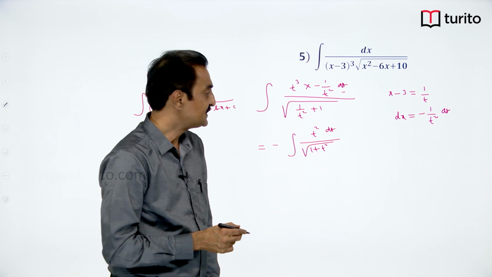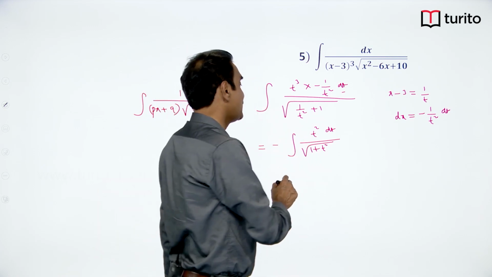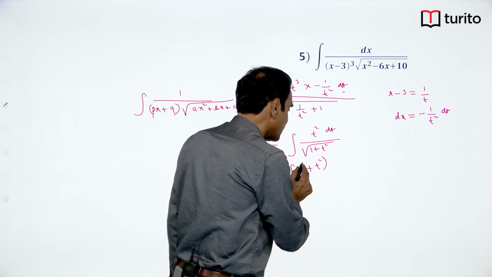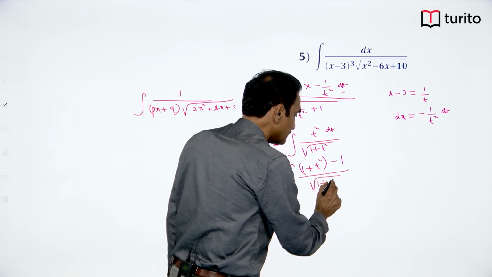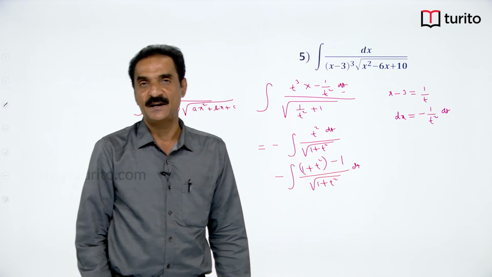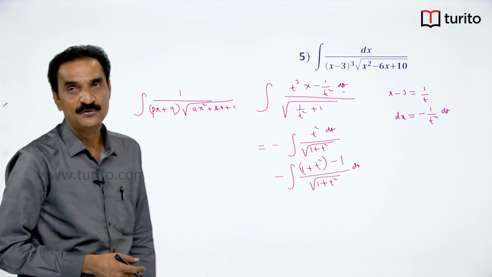What is the next step? Adding 1 and subtracting 1 in numerator: 1 plus t square minus 1 by root 1 plus t square. Now separate the denominator and integrate, both are standard integrals. Okay. Let us proceed to next question.